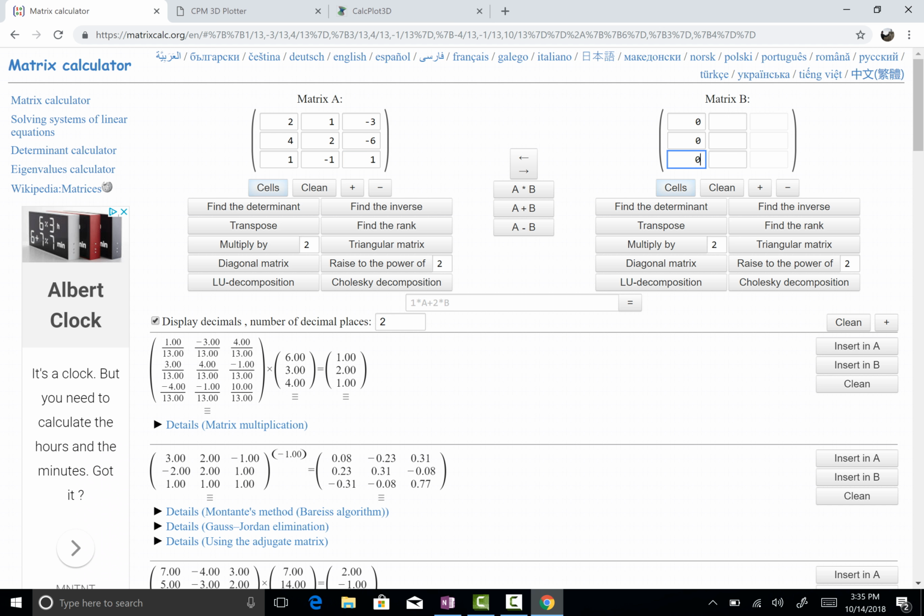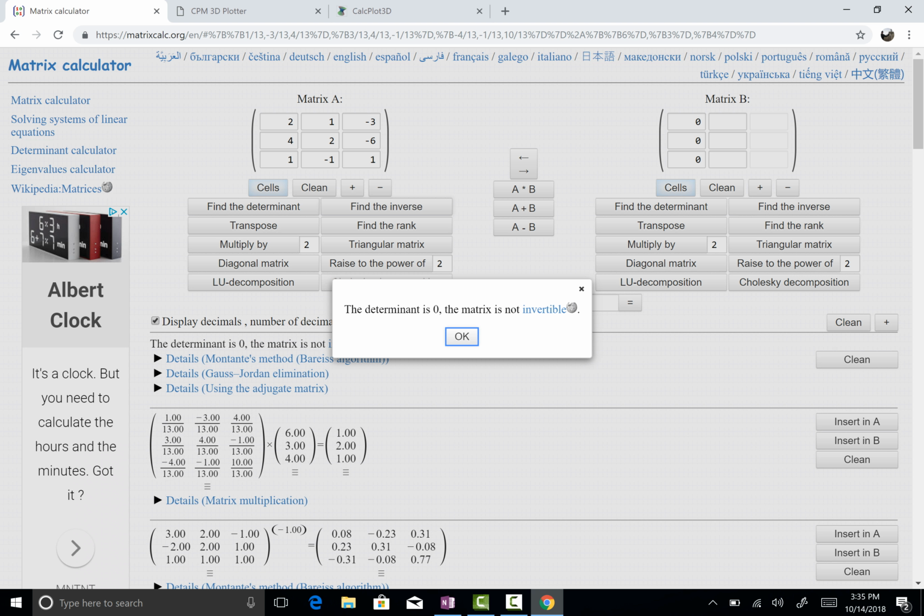Okay, so I got that in there. 2, 1, negative 3, 4, 2, negative 6, 1, negative 1, and 0, 0, 0 on that side. So remember, we're going to find the inverse here. Determinant is 0, the matrix is not invertible. Oh well, that's what we had before, right? Remember on Friday, or Thursday, I guess it was, we had a situation where the matrix was not invertible. Okay, well, what's going on with it? We had to use elimination, figure it out.